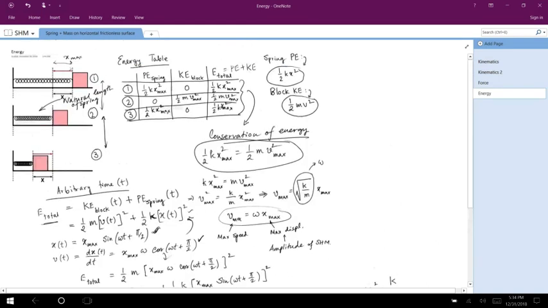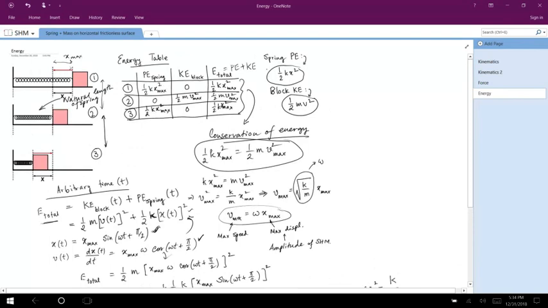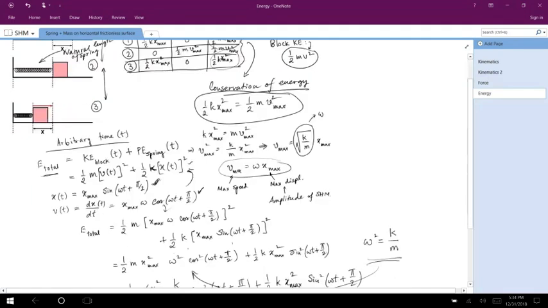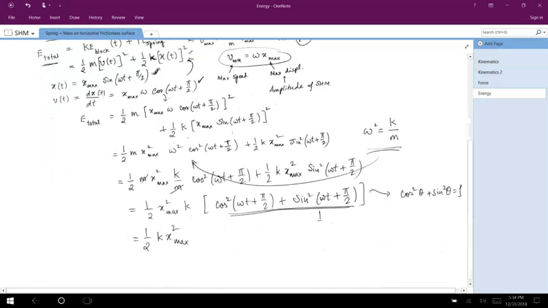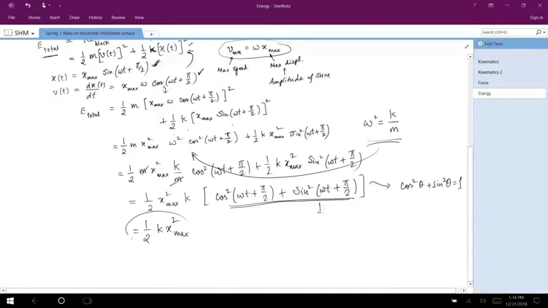Alright, let's go back to our total energy. For the scenarios 1 and 3, we found that the total energy was 1/2 k x max squared, and that was equal to 1/2 m v max squared due to conservation of energy, and we find that the total energy, independent of what time we look at, is always equal to 1/2 k x max squared at any time.